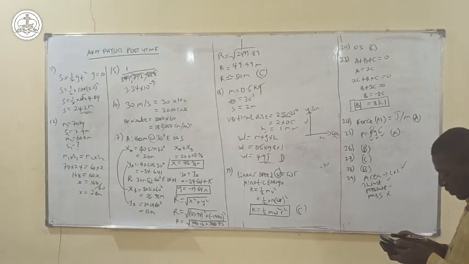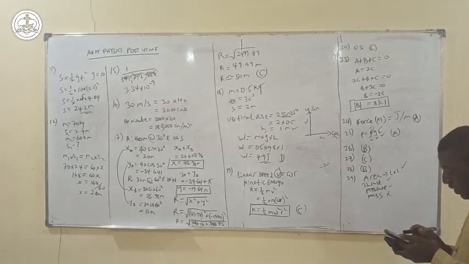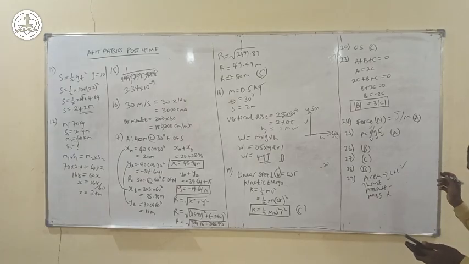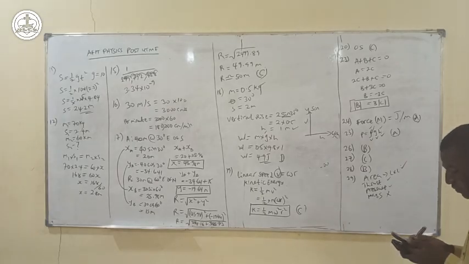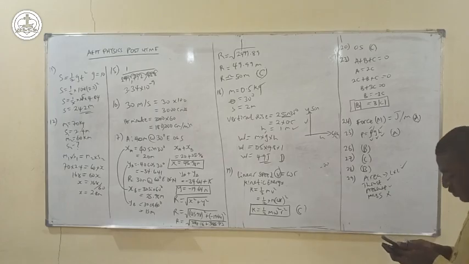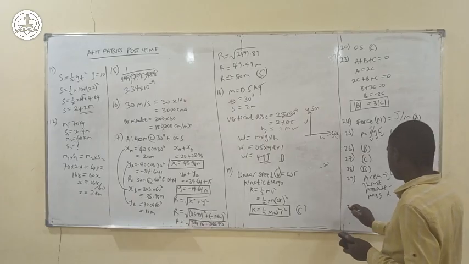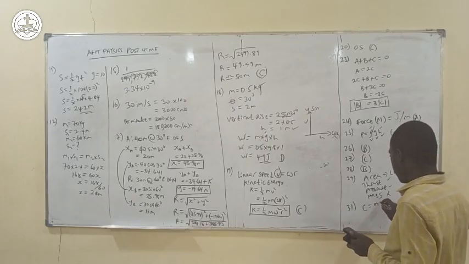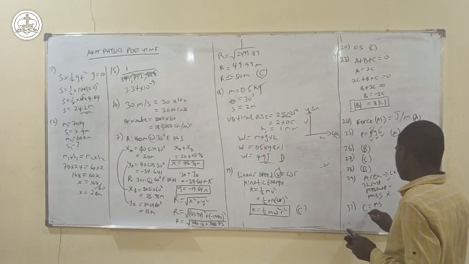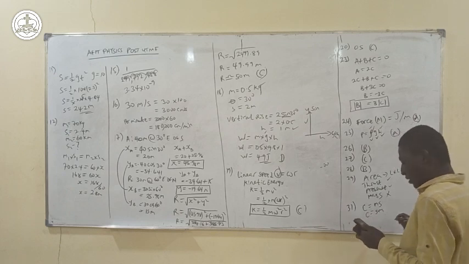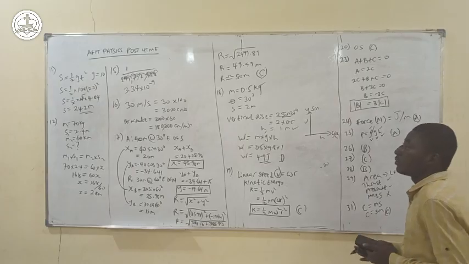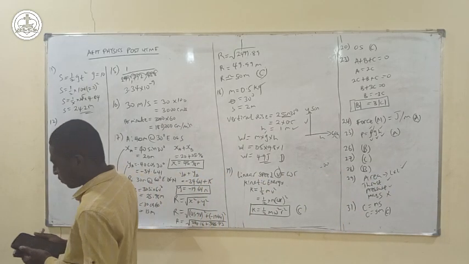Question 31. If C is the thermal capacity of a material of mass m and S is the specific heat, then A, S over m; B, S is equal to Cm; C, C is equal to Sm; D, C is equal to Ms. How do we solve this question? By definition, thermal capacity C is equal to Ms, and C is equal to Sm. That's the answer, option C. So that's that.